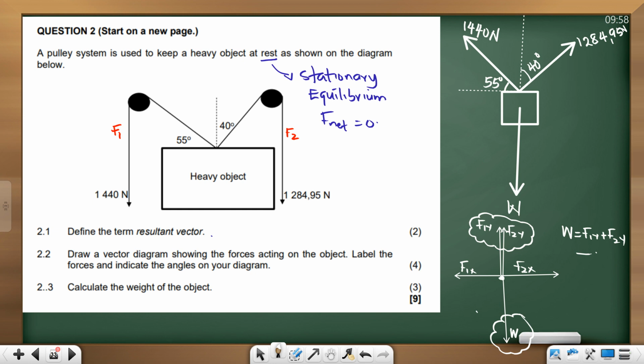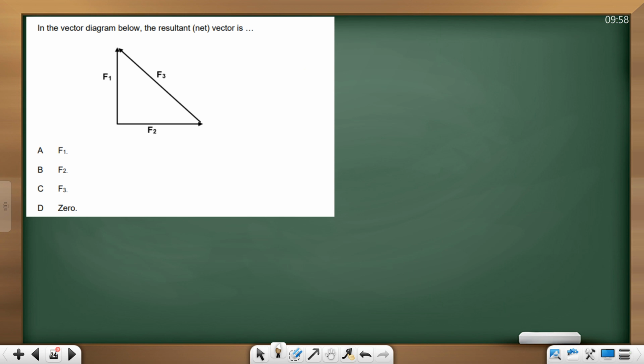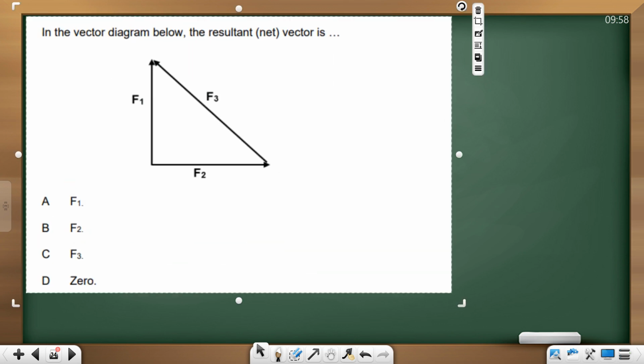Let's see the next question. In the diagram below, the resultant net vector. This we did yesterday. Which one is the resultant net vector? And this diagram is actually not new to you, if I'm right. This diagram is not new. Do you want to answer this quickly for me?